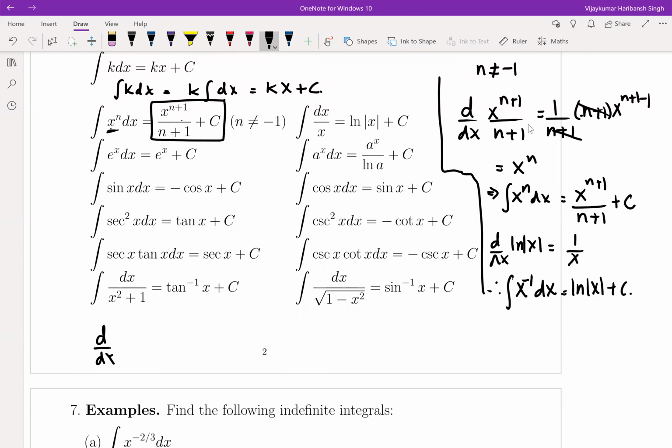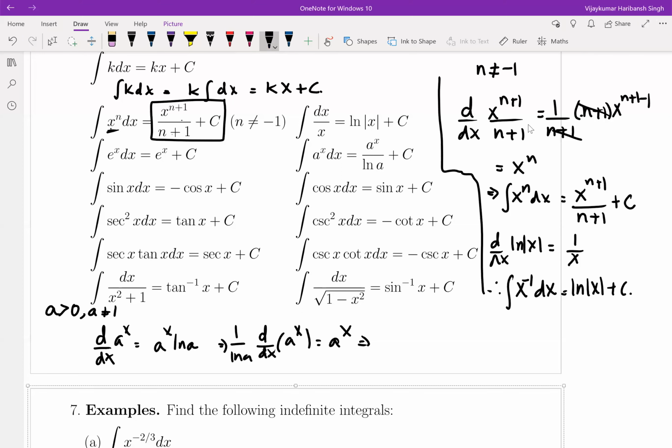Same way here as well. Derivative of a to the x is a to the x ln a. Divide both sides by ln a. This would give me 1 by ln a d by dx of a to the x is a to the x. Bring this constant inside. ln a is a well-defined constant. Why is that? Because recall, when we discussed the exponential function, we always discussed it for a greater than 0 and a not equal to 1. So for which ln a is a non-zero number.